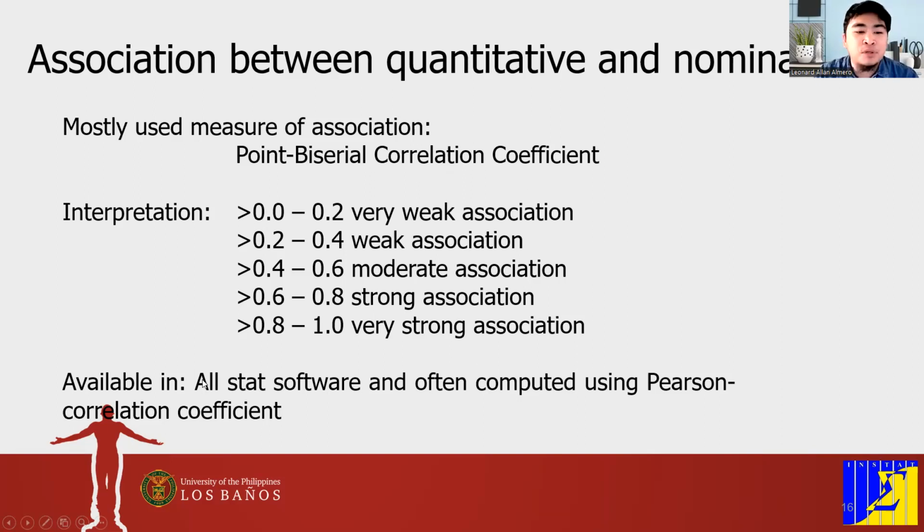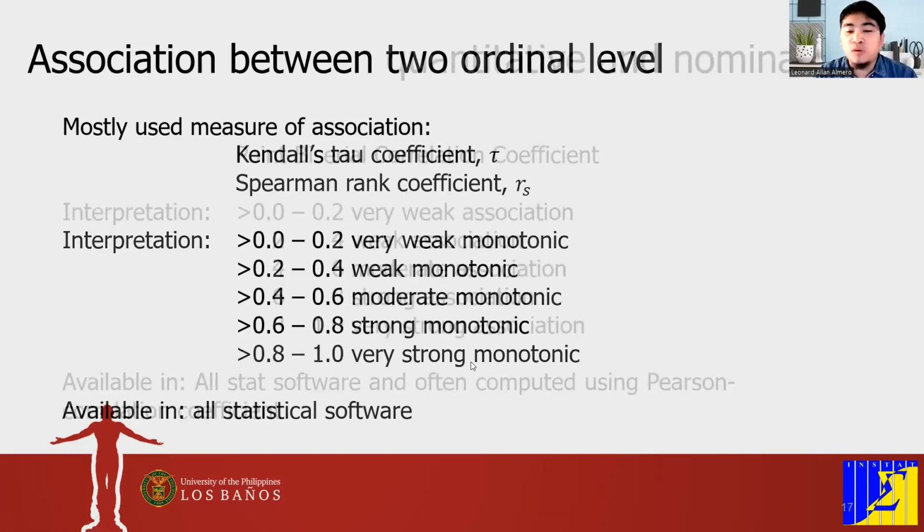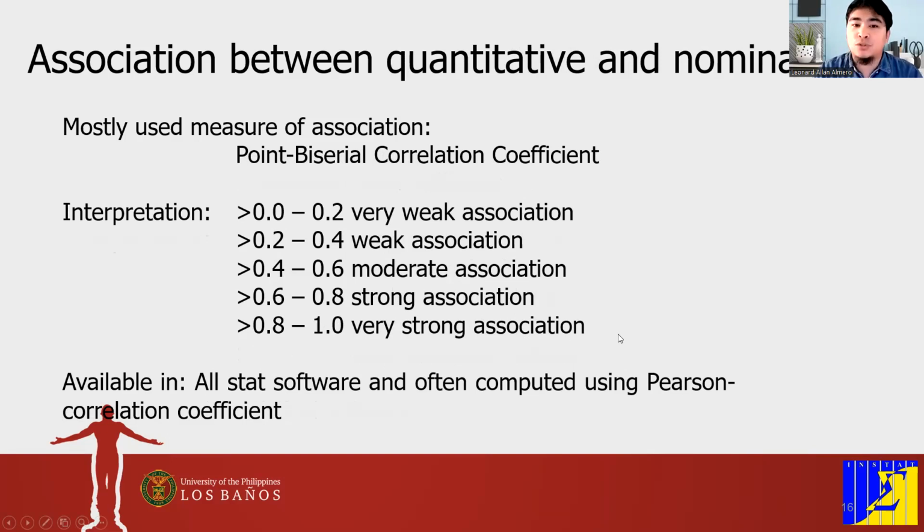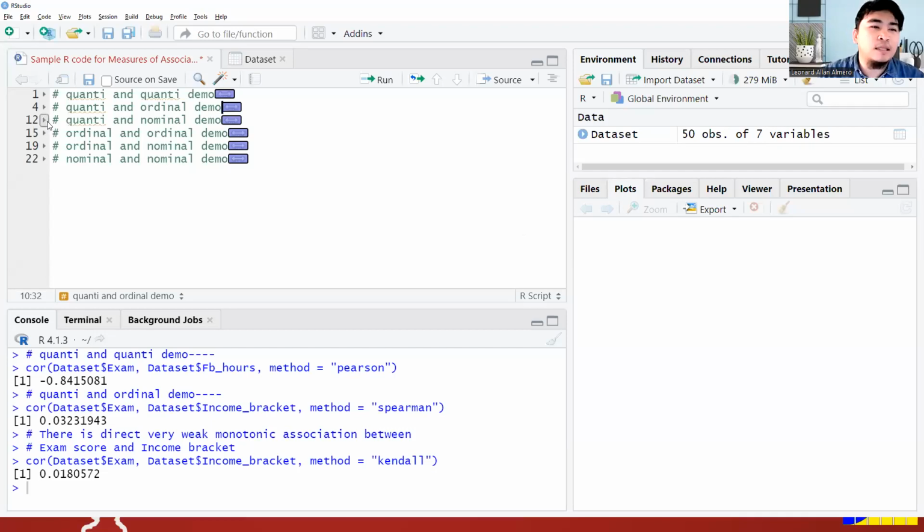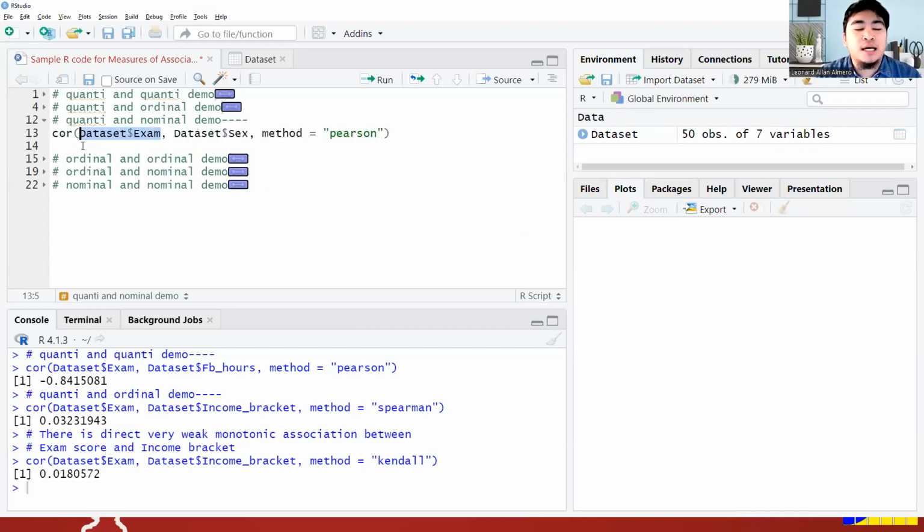Tapos, ang pag-run po nito ay gamit pa rin ng Pearson correlation. Parang nagpi-Pearson correlation ka, pero this time, using two categories na lang. So, yung quantitative versus yung two categories. So, to demonstrate po, balik ako dito sa quanti and nominal. So, si exam yung aking quantitative, si sex naman yung aking nominal level. So, makikita nyo, ang method na nakalagay dito ay Pearson pa rin kasi wala pong method na point biserial.